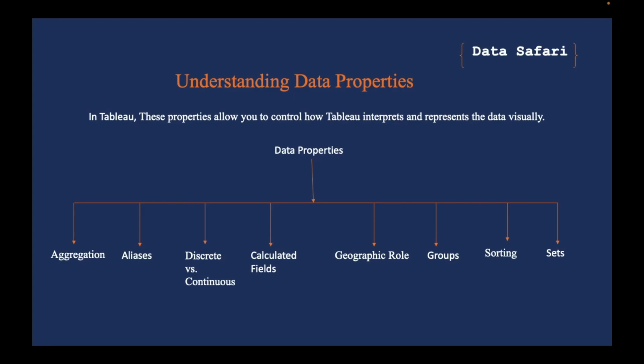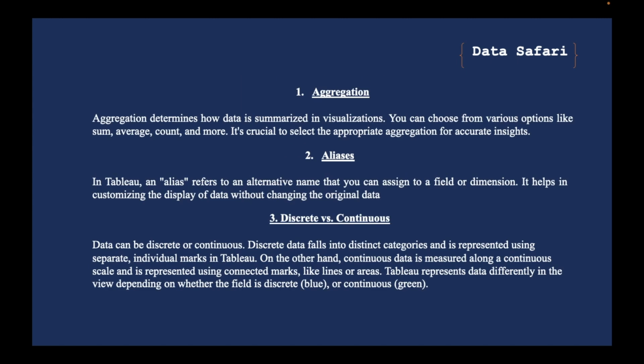Now that we know the data types, let's discuss data properties. These properties allow you to control how Tableau interprets and represents the data visually. These properties are shown here. Let's discuss one by one. Number 1 is the aggregation. This aggregation property determines how data is summarized in visualization. You can choose from various options like sum, average, count, and more. It is crucial to select the appropriate aggregation for accurate insights.